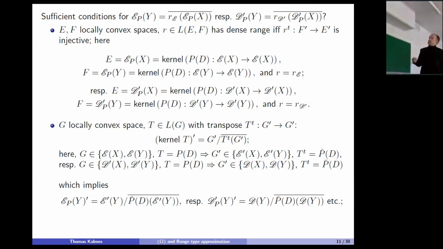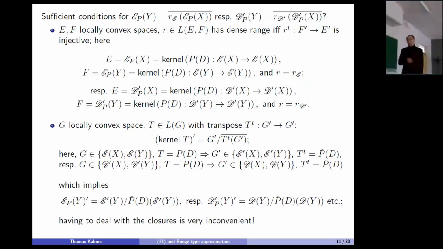So the dual spaces are the quotients of E' over Y modulo the closure of the image of P-check on the compactly supported distributions over Y, respectively. This quotient here is for the space F, so the zero solutions on the small set Y, and similarly with Y replaced by X when we consider the space E here. Okay, so we have to check whether the transpose of this restriction map between these quotient spaces is injective.